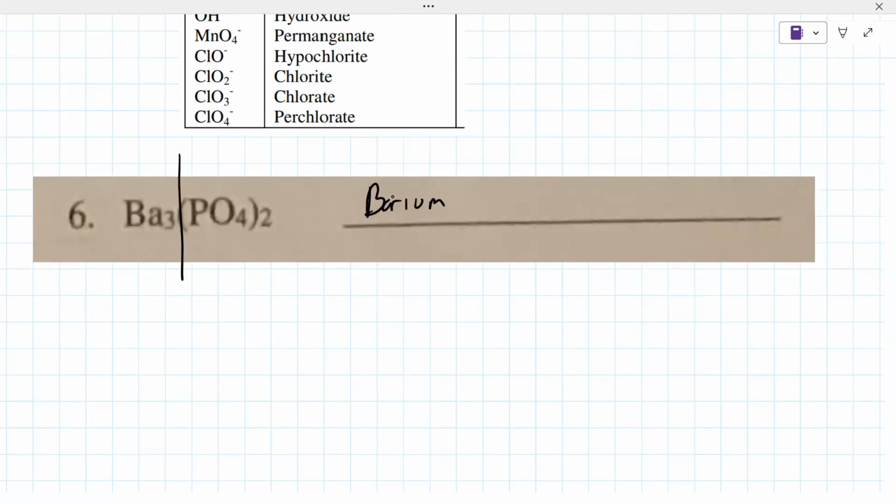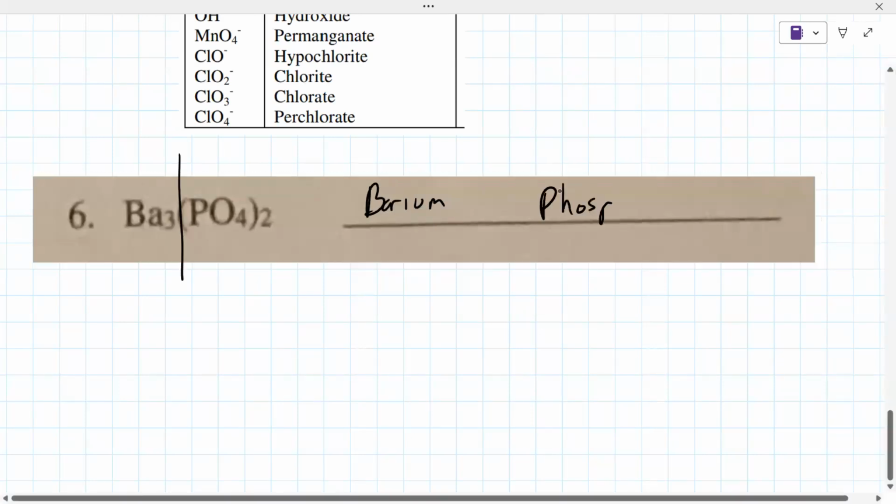Okay. So Ba, let me get my periodic table. Ba is barium. Barium, yep, and PO4. Did we just do that? Isn't it phosphate? Yeah, I always check because there's phosphate and phosphite, and this is phosphate.